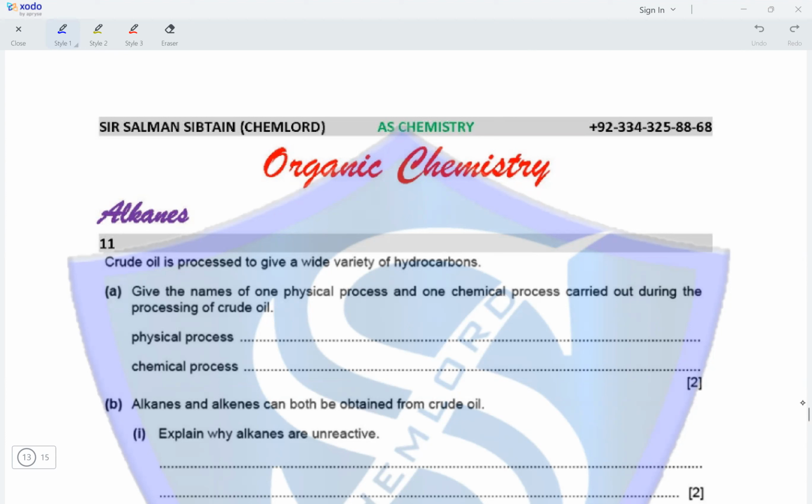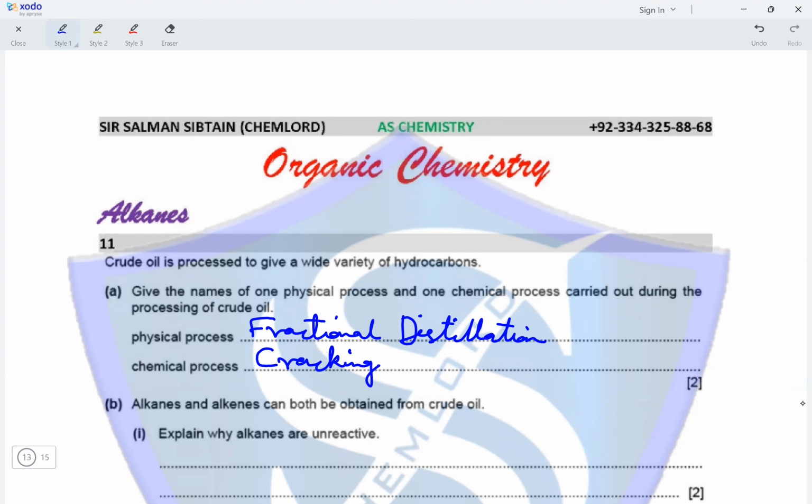Crude oil is processed to give a wide variety of hydrocarbons. Give the names of one physical process and one chemical process carried out during the processing of crude oil. So, a physical process that is carried out is called fractional distillation to separate the different fractions. And a chemical process that is carried out is to convert the larger hydrocarbons into the smaller, more useful ones. So, that is called cracking.